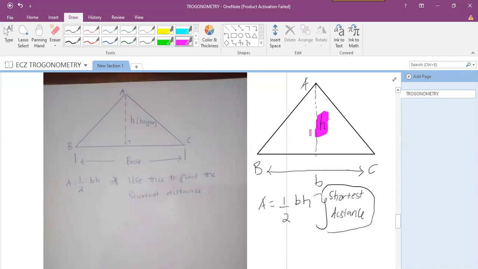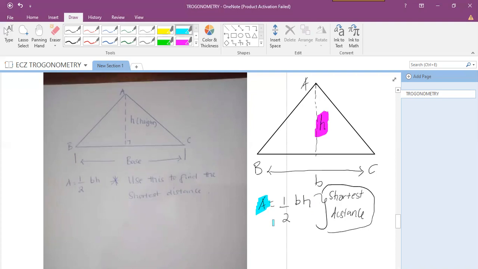So in short, every time the question says calculate shortest distance, you are going to first find area using half AB sine theta, and then you substitute for height. So you're going to have a base. Immediately you have a base and area, you can find the height. The height is going to be the shortest distance.